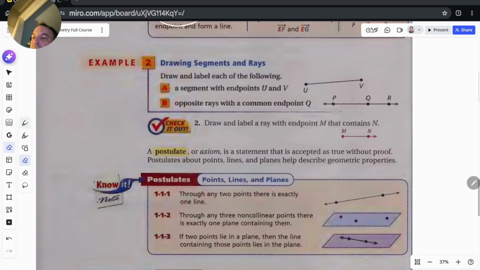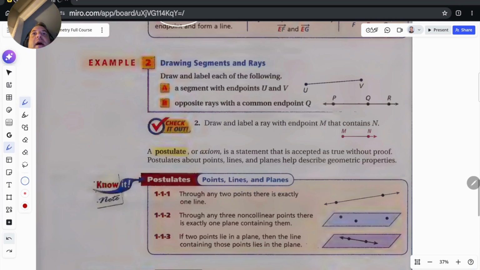All right. Part A is asking us to draw and label a segment with endpoints U and V. So to draw a segment, we put 2 dots, one for U, one for V, and then we connect them with a straight line. Because this is a segment, not a line and not a ray, the line will stop at the dots. So the line stops at the dots and it has no arrows on the ends.